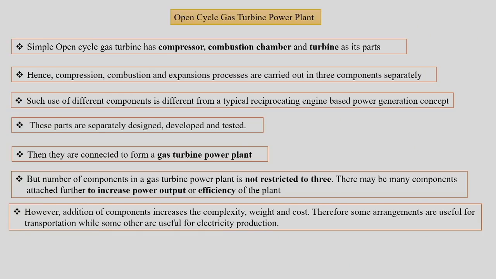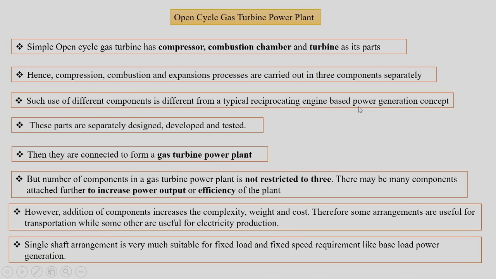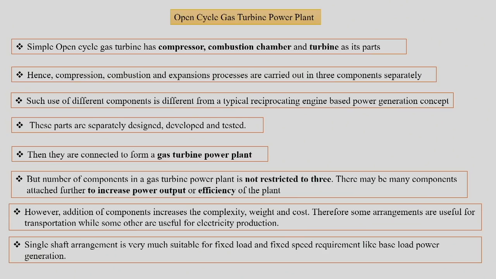We can think of having additional components, but the addition of each component leads to addition of weight and addition of cost. So, the added or modified gas turbine power plant becomes bulky, and it may become costly as well. But there is a need in certain cases where we have to improve the power output or the efficiency. In general, the single shaft arrangement, as we had seen earlier, to constitute a gas turbine power plant is very conventionally used for electricity generation, where fixed load and fixed speed are the requirements.